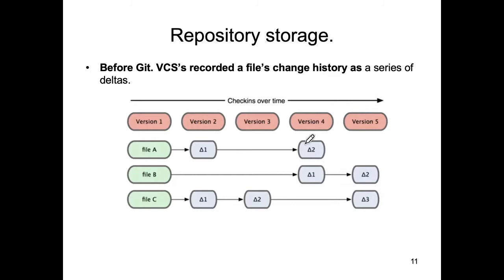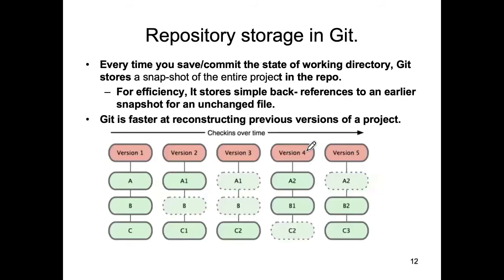It was efficient from a memory storage point of view, but it was inefficient if we wanted to ask the repository what's the status of a file at any particular point in time. It had to construct it itself. Git doesn't work that way. This is the way Git works.